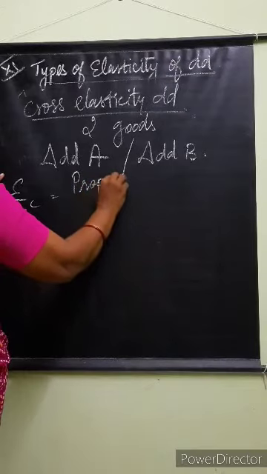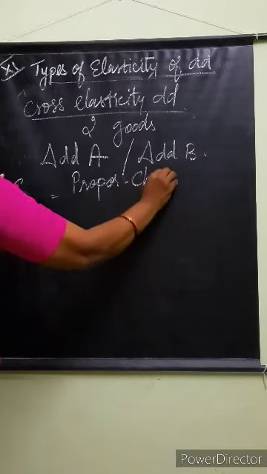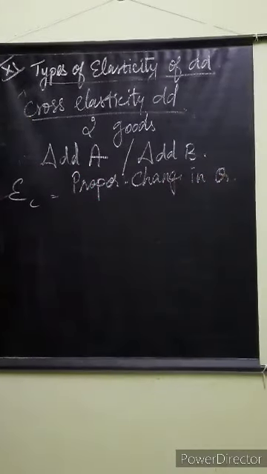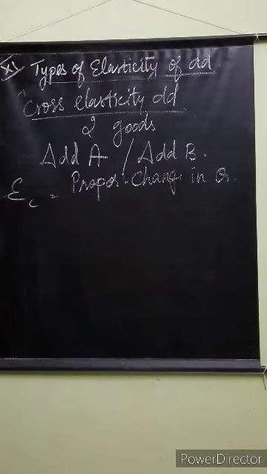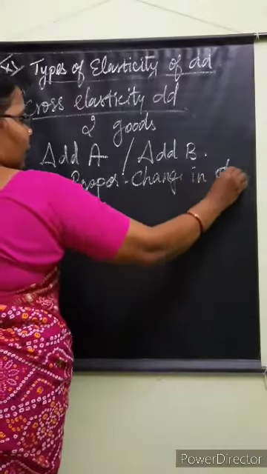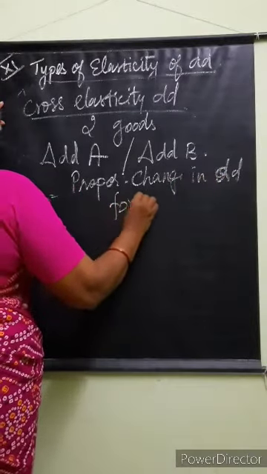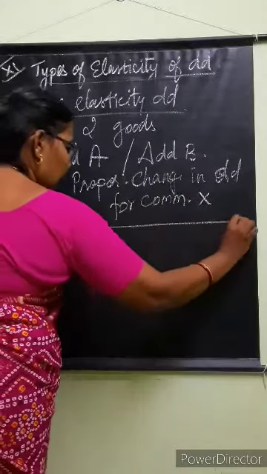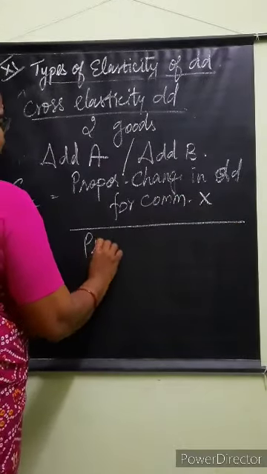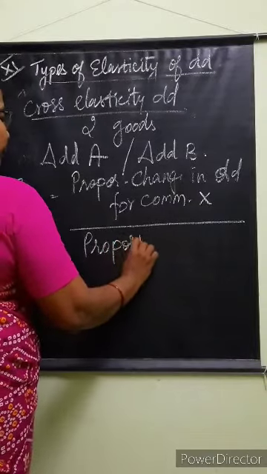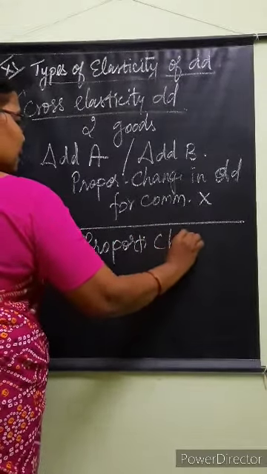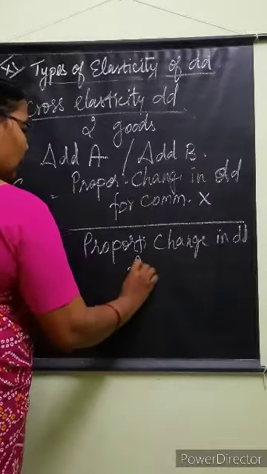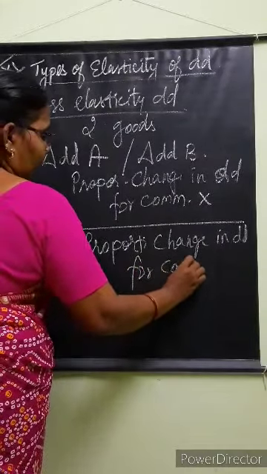proportional changes in the quantity demanded, changes in demand for commodity X, divided by proportional changes in the demand for commodity Y.